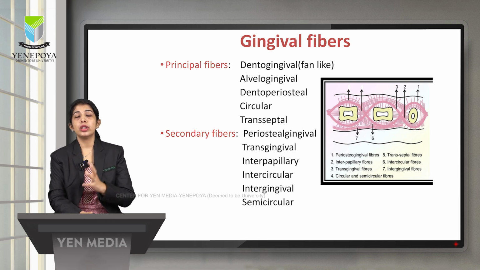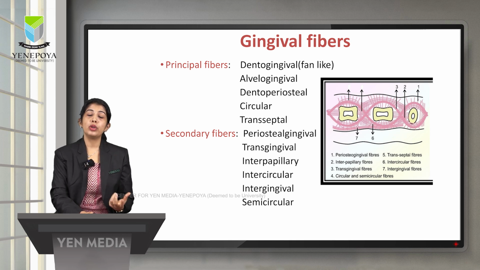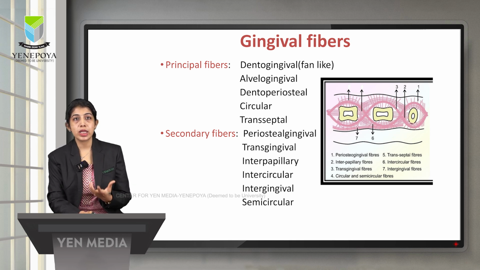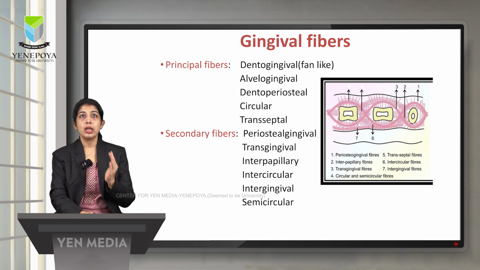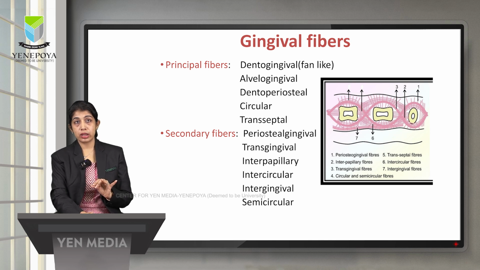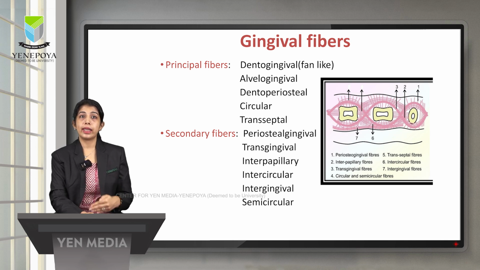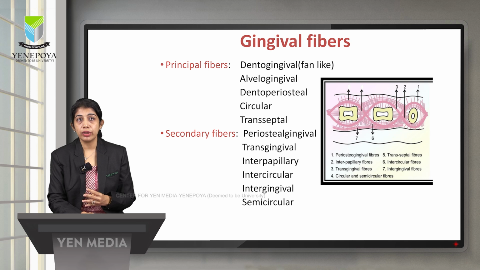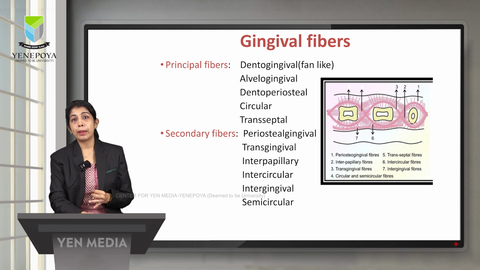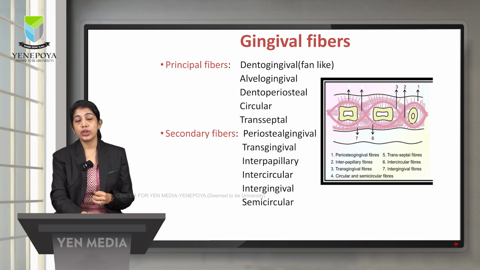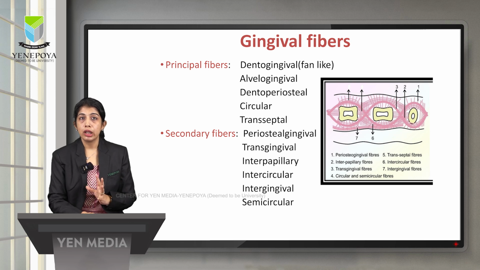As you see in the picture, the tooth is all around surrounded by gingival fibers. As you go below towards the root surface, what fibers we see are the periodontal ligament fibers. But coming to the gingival fibers, we have the dentogingival, the alveologingival, dentoperiosteal, circular and transseptal. These are the principal fibers of gingiva. There are secondary fibers like periosteogingival, transgingival, interpapillary, intercircular, intergingival and semicircular fibers.